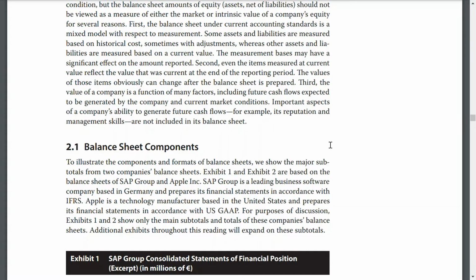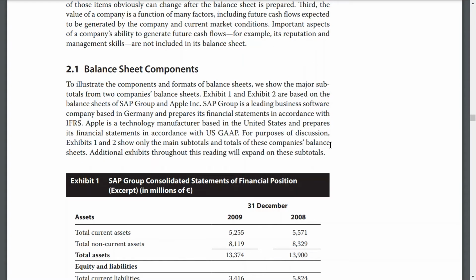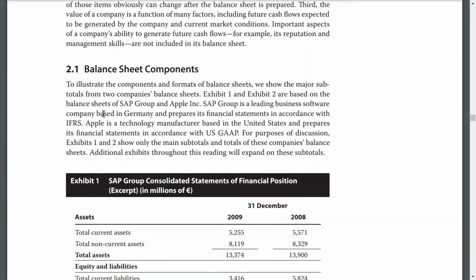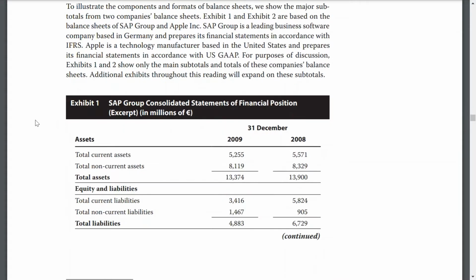The balance sheet components: this illustrates the components and formats of the balance sheet. We show the major subtotals of the companies' balance sheets. Exhibit 1 and Exhibit 2 are based on the balance sheets of SAP Group and Apple Incorporated. SAP Group is a leading business software company based in Germany and prepares financial statements in accordance with IFRS. Apple is a technology manufacturer based in the United States and prepares its financial statements in accordance with US GAAP. For purposes of discussion, Exhibits 1 and 2 only show the main subtotals and totals of the companies' balance sheets. Additional exhibits throughout this reading will expand on these subtotals.